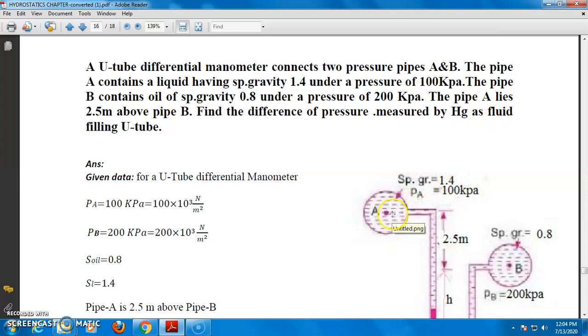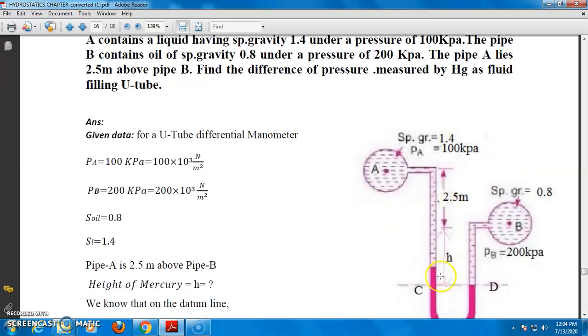So this is pipe A and this is pipe B. Now you observe in the diagram that pipe A lies 2.5 meters above pipe B. So this is the 2.5 meter. Now I hope you understand the question. And this is the reference line CD.